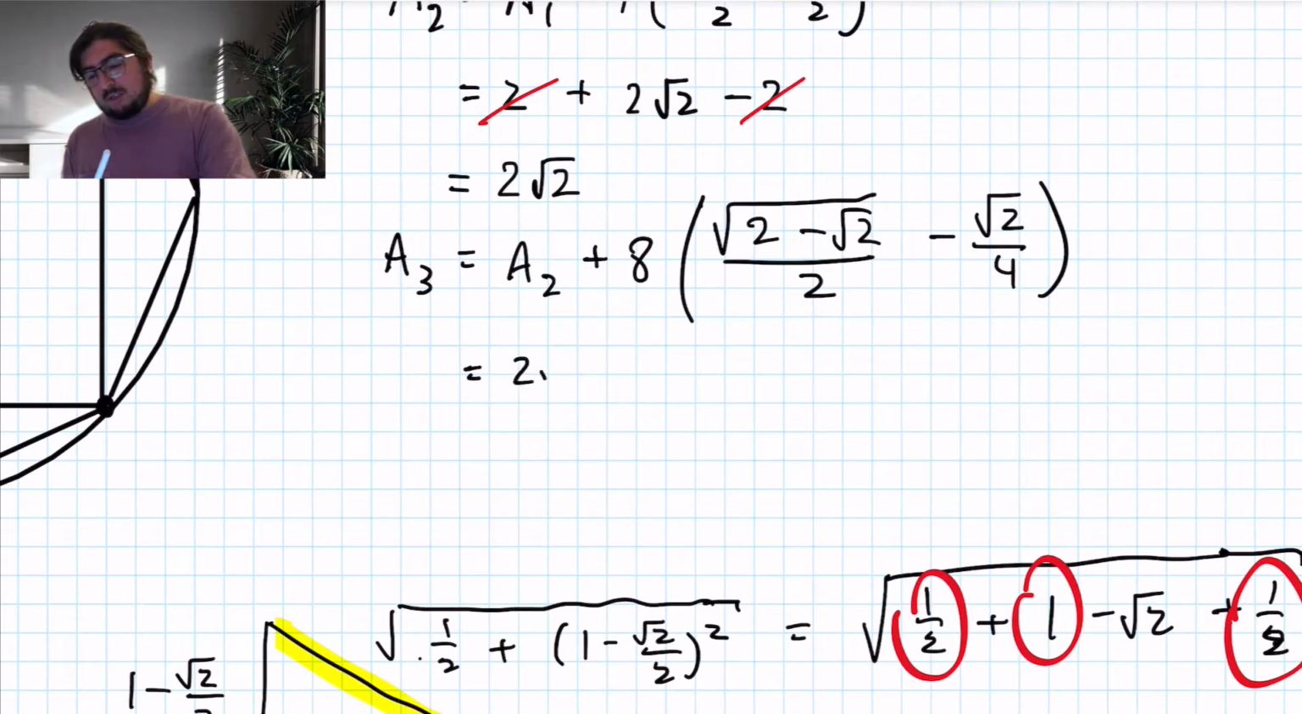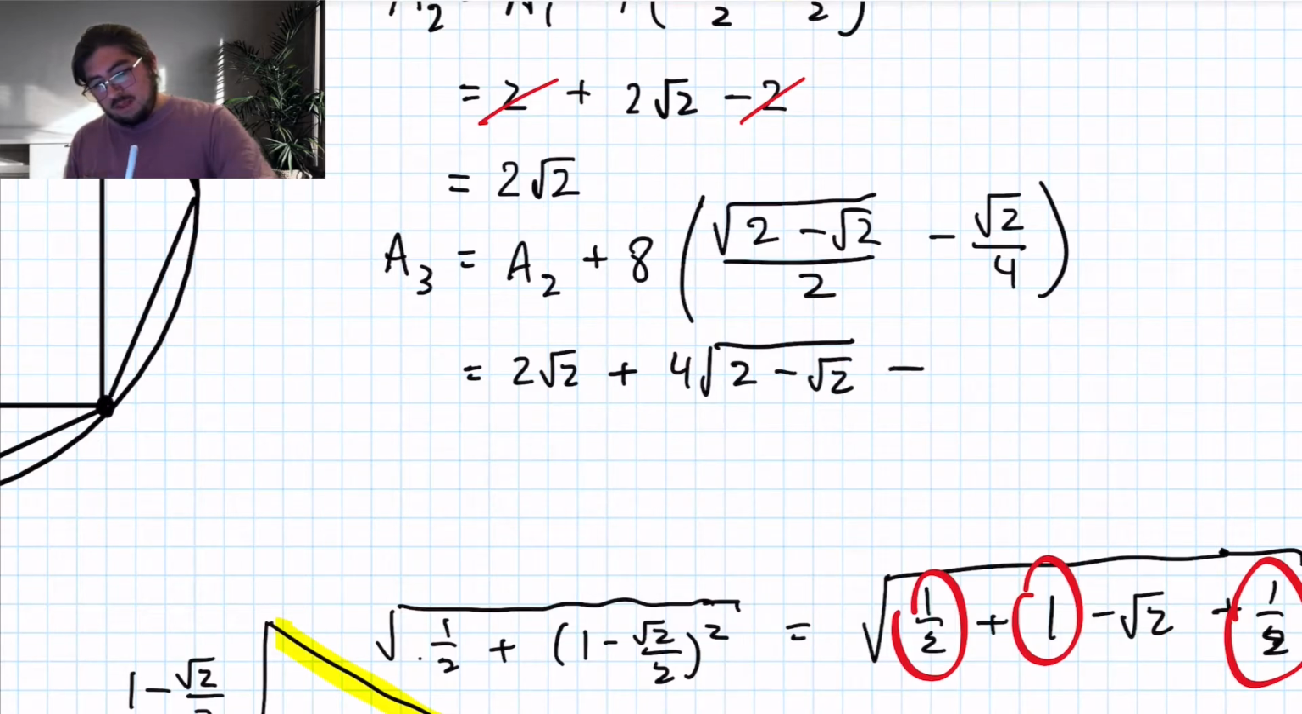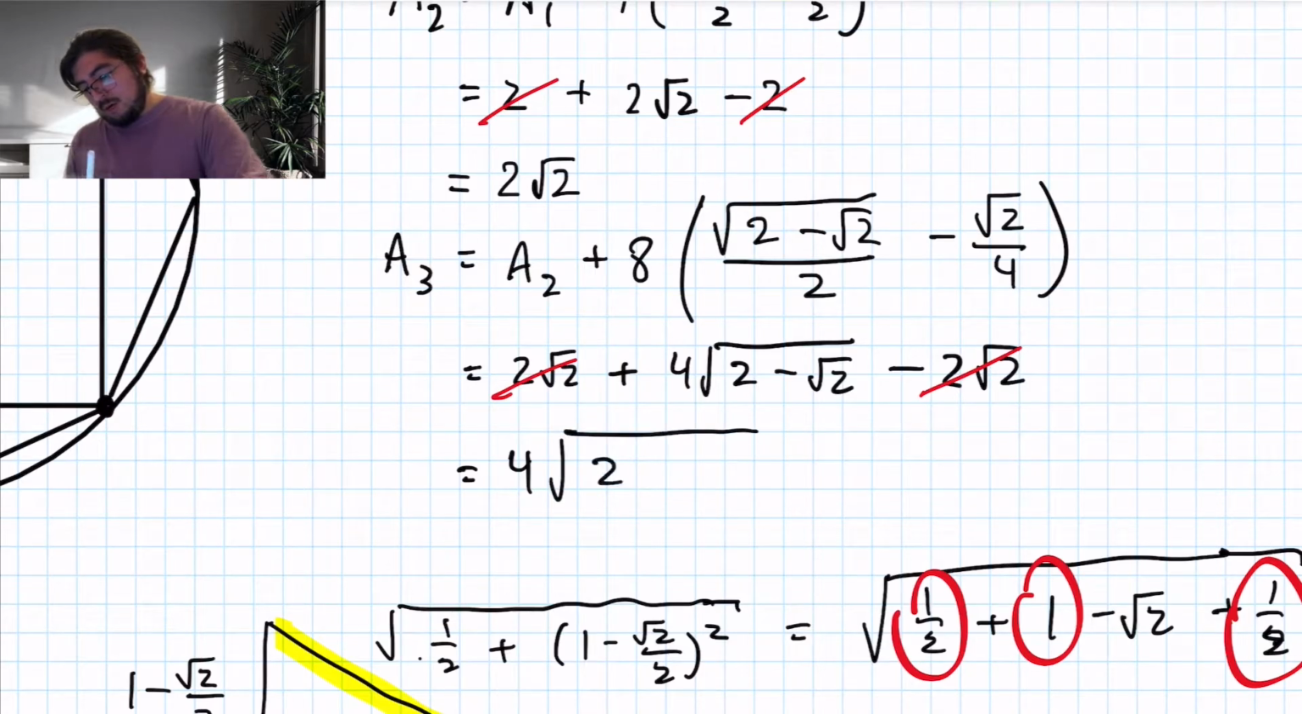So we know A2 is 2 radical 2. If we distribute the 8, well, 8 divided by 2 is 4, so it's 4 times this radical quantity, minus 8 divided by 4 is 2, and look at that, again we get a nice cancellation, so we get A3 is just equal to 4 times the square root of 2 minus radical 2.